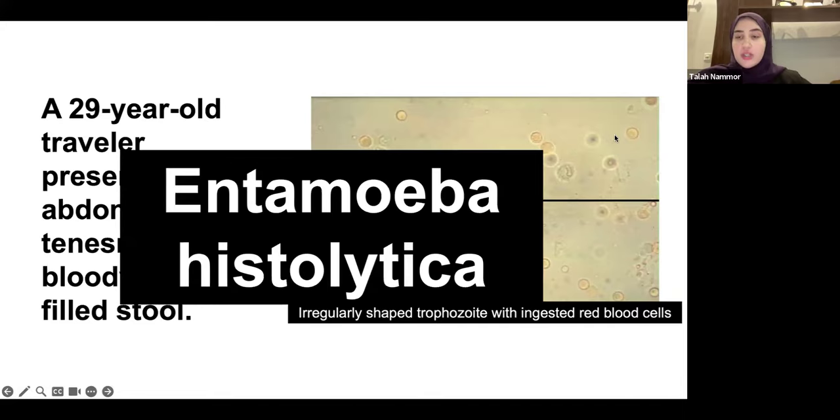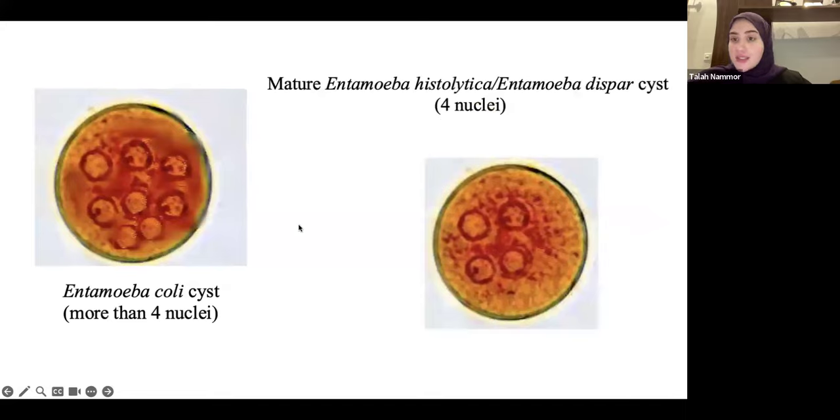I don't know why they did not include giardia in the labs. Giardia looks really special to me, honestly. I really love giardia. Now, these are the cysts of Entamoeba histolytica, okay? How can we differentiate between the kinds of Entamoeba? By the number of nuclei in the cysts. So if we have 4, that's Entamoeba histolytica or Entamoeba dispar. Like it's either this or that. But if we have more than 4, then it's Entamoeba coli.